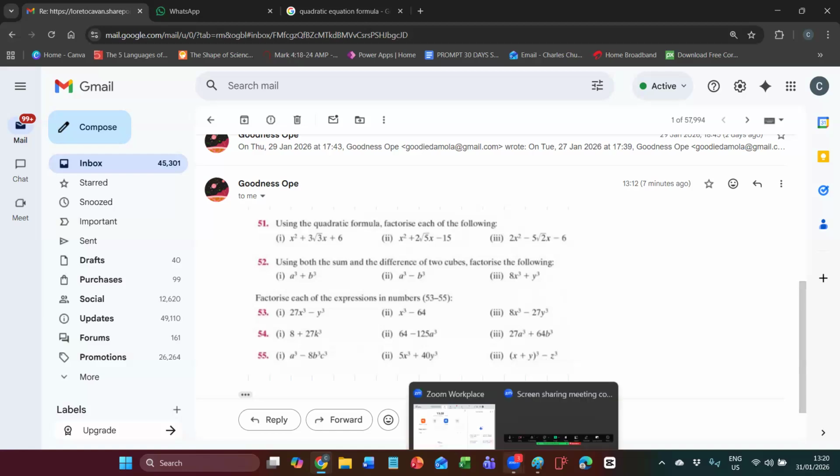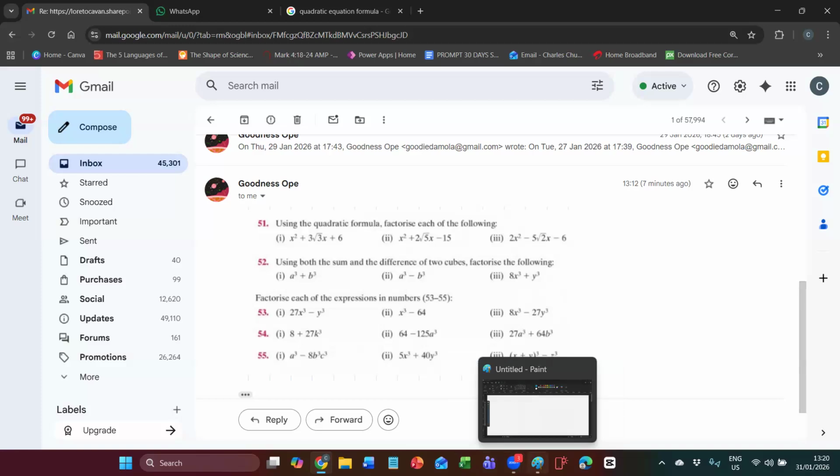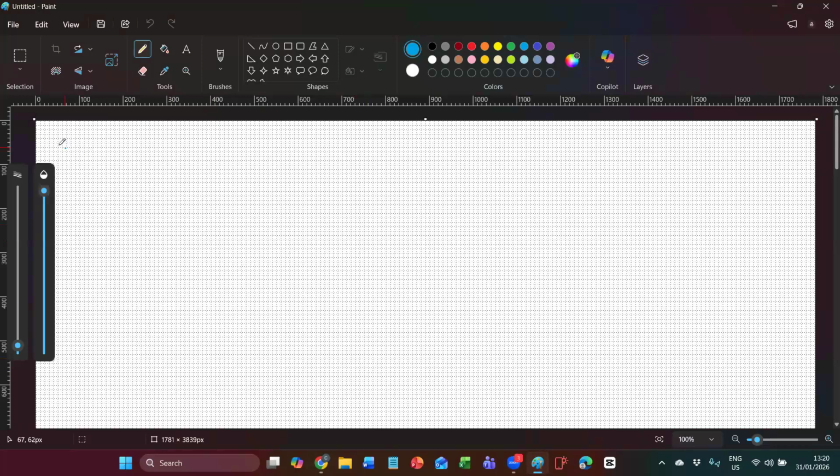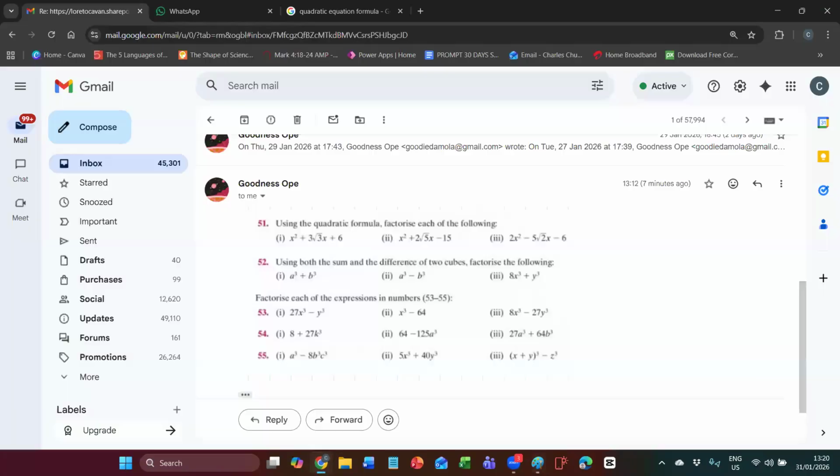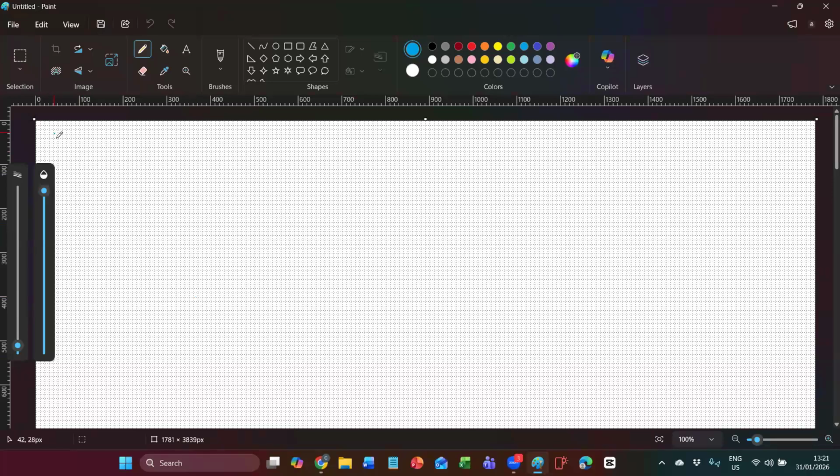Let me see. I'm really looking at this because of that surd that is there, trying my best to be careful with it. So, x squared plus 3 surd 3 x plus 6.